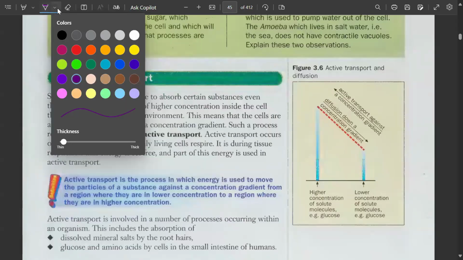So let me show you one video. Is everything clear about diffusion and osmosis till now? All right. Okay, next, there is one thing we have to see.